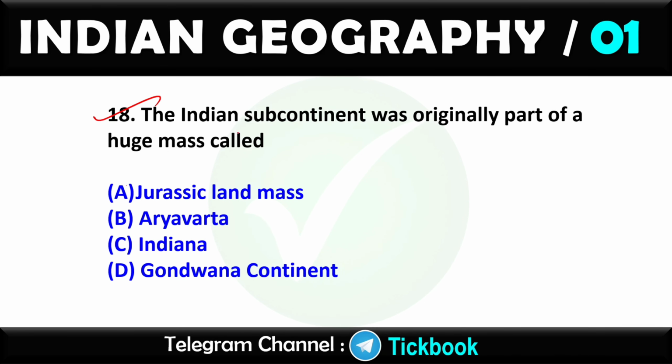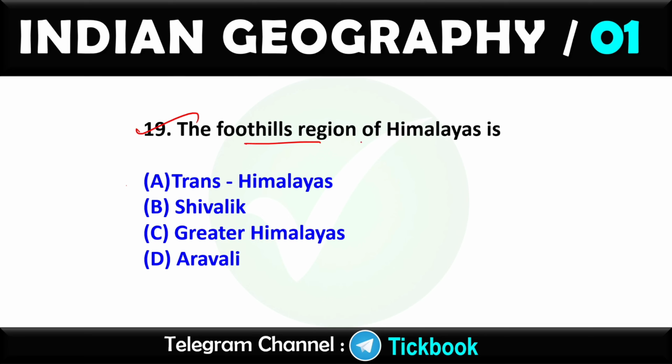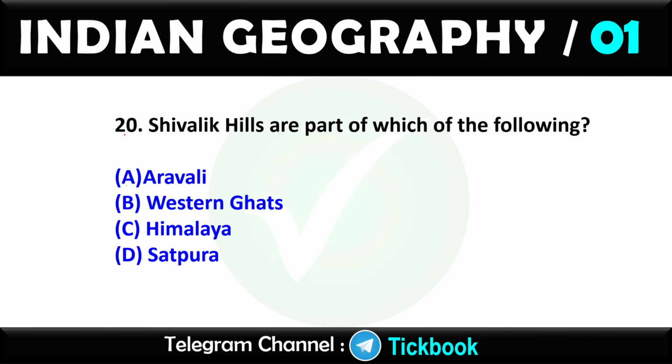Question number 18. The Indian subcontinent was originally part of a huge mass called? Option number D, Gondwana continent. Question number 19. The foothills region of Himalayas is? Option number B, Shivalik is the right answer. Question number 20. Shivalik hills are part of which of the following? Option number C, Himalayas.